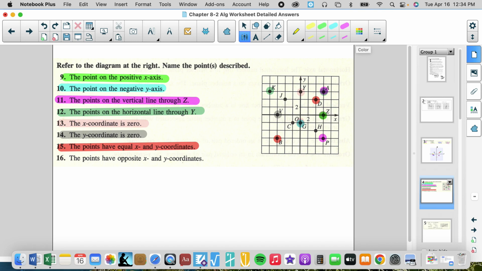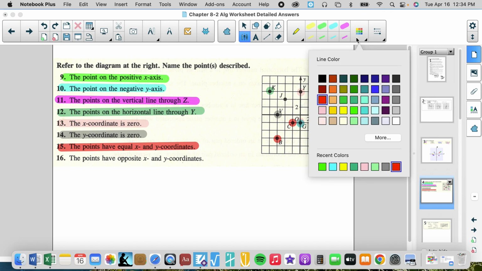Oh, and C. Don't forget. Oh, and A. Because A is 6 and 6. C is negative 2 and negative 2. B is negative 6 and negative 6. All right. Almost got caught there.